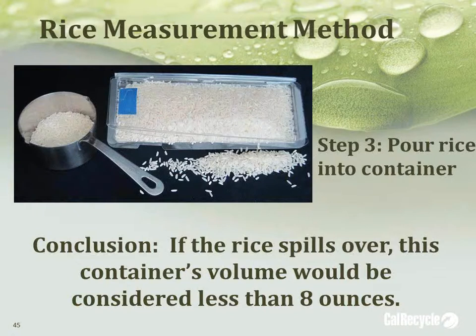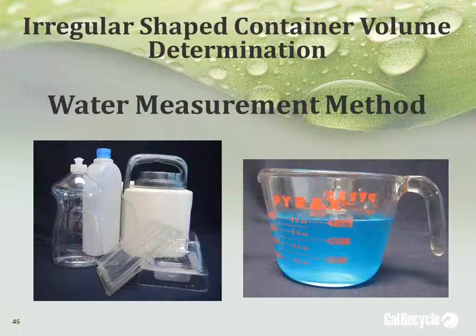In this case, we were not able to get all of the rice into the container. Using this method, the container has a volume less than 8 ounces. For irregular shaped containers that have several contours and indentations, the water measurement method might be preferred. This technique is slightly more accurate than the rice measurement technique.